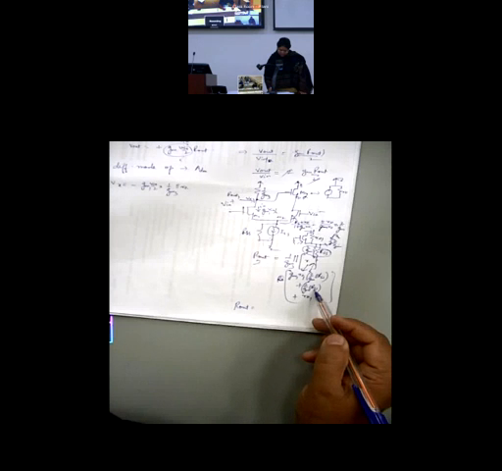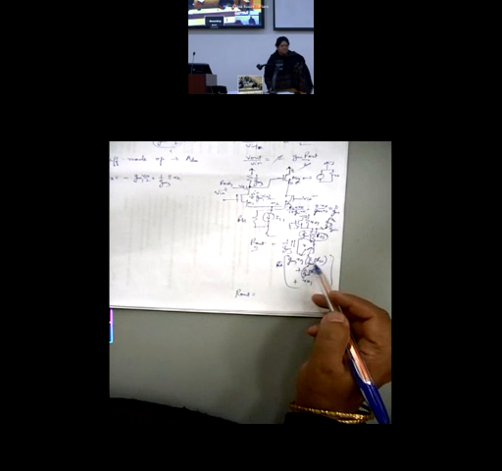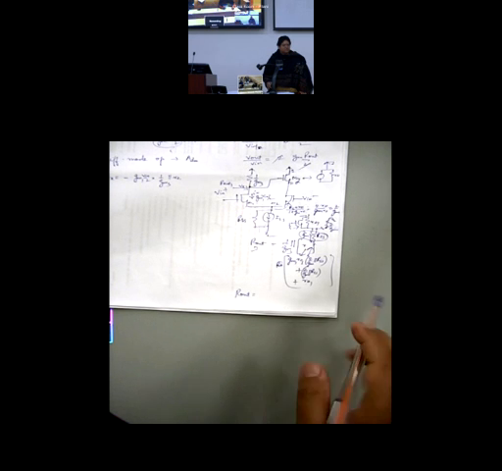This is going to be 2 by GM. This is RO1. And this will be 2 by GM. Suppose GMs are equal, GM is cancelled out. What do you get from here? RO plus 2 by GM plus RO, roughly 2 RO. You will get it as roughly 2 RO. The moment you have roughly 2 RO, now I have this R out coming as 1 by GM3 parallel 2 RO.